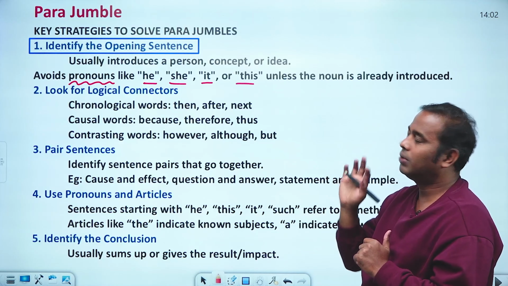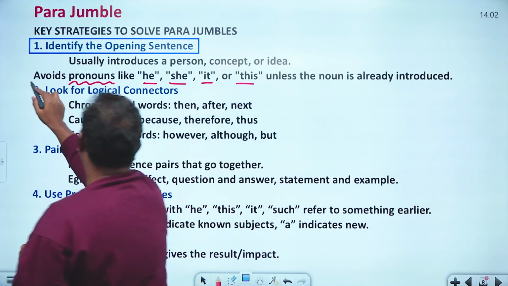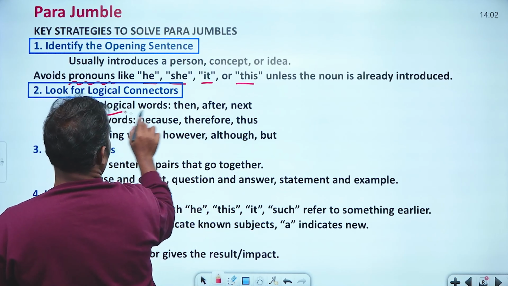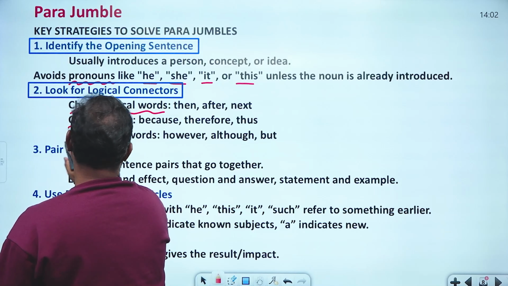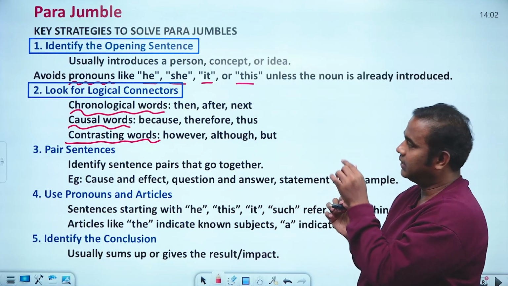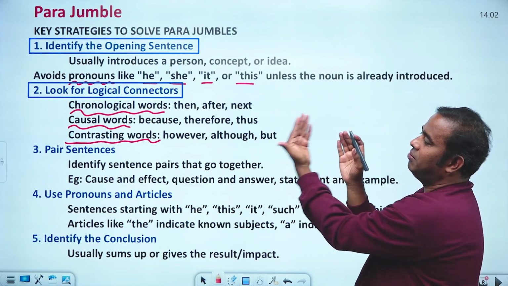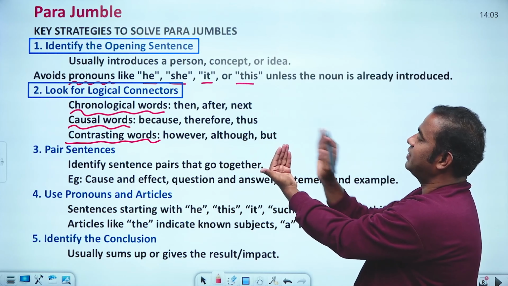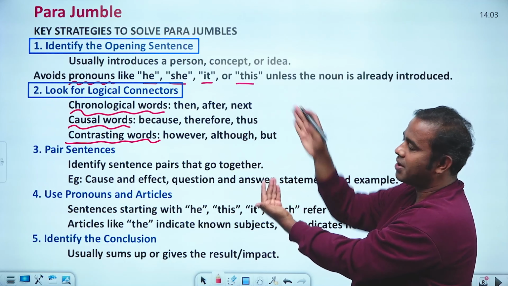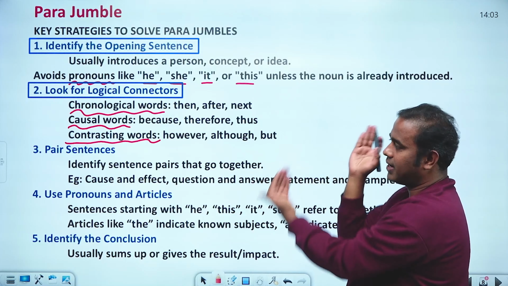Now, the second point is to look for logical connectors, which you can say chronological order, causal words and contrasting words. Like so, then, after, next, because, therefore. There will be a cause and an effect in between, so chronological words, causal words, contrasting words will generally be there. You can use them to make a connection.